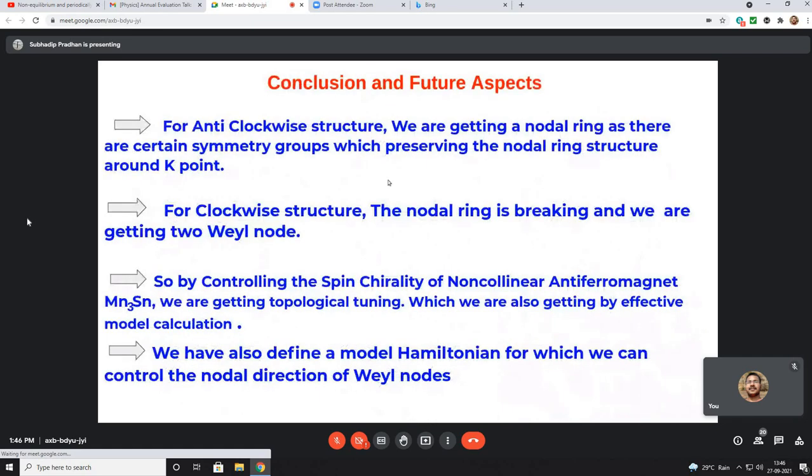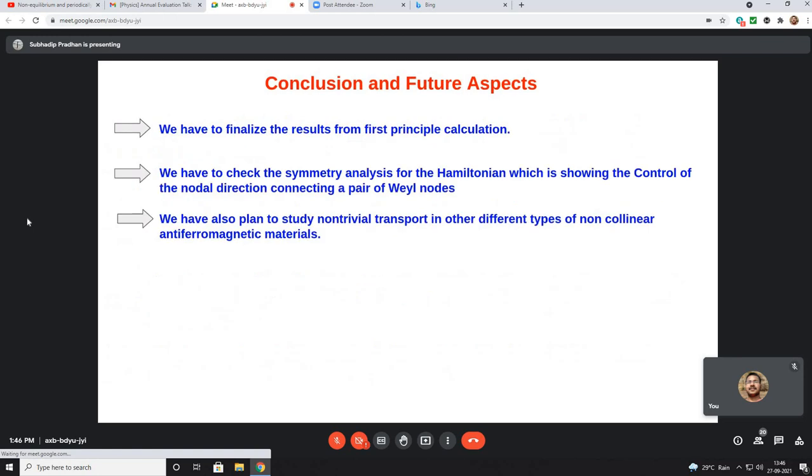So this is the conclusion. For the anti-clockwise structure, we are getting a nodal ring as there are certain symmetry groups which preserve the nodal ring structure around the K point. And for the clockwise structure, the nodal ring is breaking and we are getting 2 Weyl nodes. So by controlling the spin chirality of the non-collinear antiferromagnet, we are getting topological tuning, which we also get by effective model calculation. We have also defined a model Hamiltonian with which we can control the nodal direction of the Weyl node. And we have to finalize the results from the first-principles calculation.